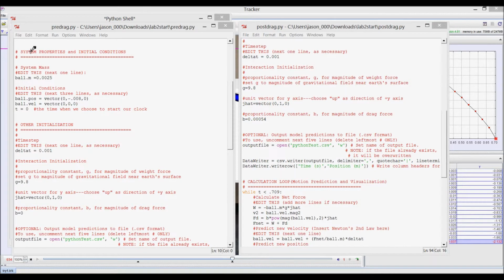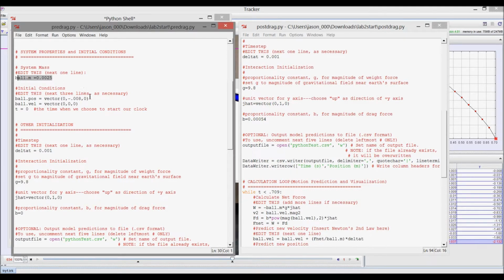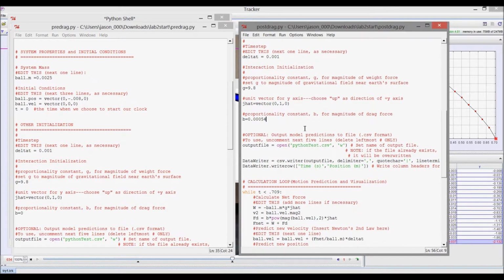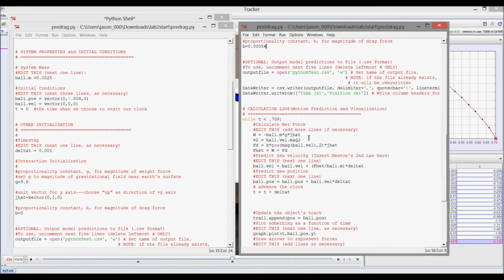Now let's view the code without drag on the left and with drag on the right. We input the ball's mass and the initial position based on Tracker, and since we're dropping the ball from a resting position, we know that the initial velocity is going to be the vector 0, 0, 0. Now in our loop, we have the equations that we used to calculate our net force and the new velocity and the position for each time step. Our loop is going to run until the model's time equals the experiment's time, as seen here.